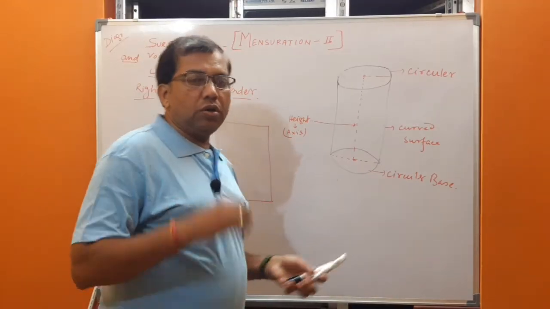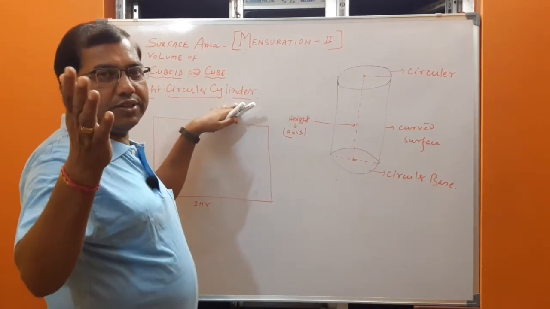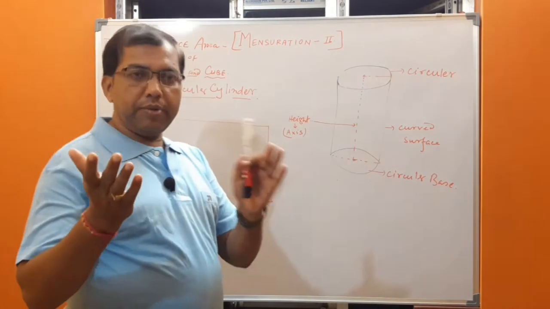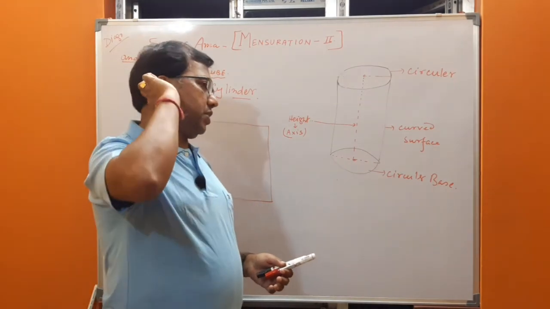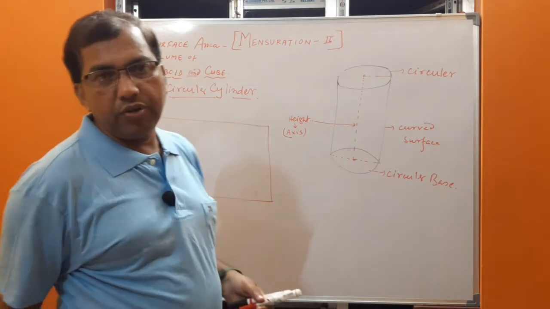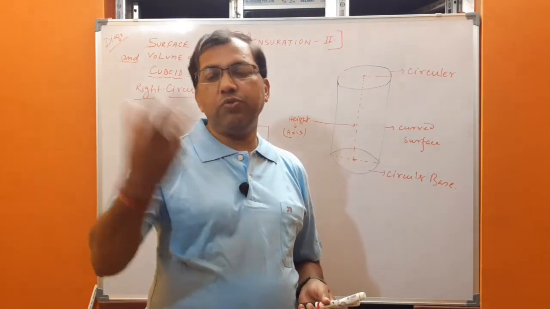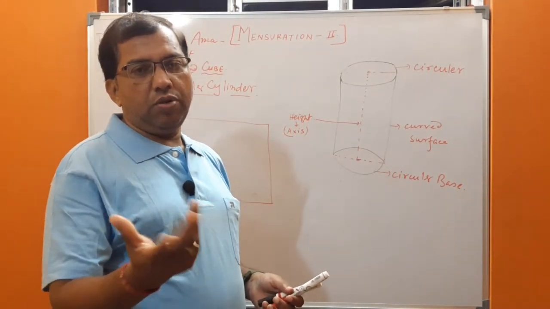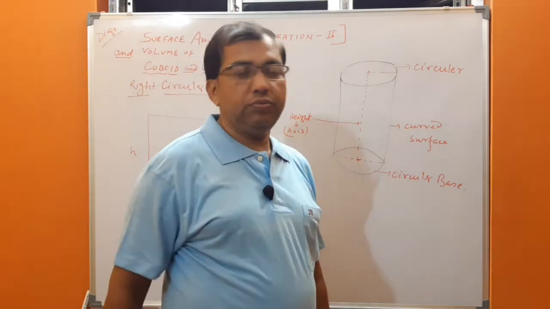Before the sums, I will discuss the right circular cylinder: its total surface area, lateral surface area, curved surface area and also volume. Just get the idea and concept, which is very important. If your idea and concept are clear, any sums will be easy for you. Just get the idea of how the formula comes. It is not required to do the sums just now. Do practice at home.